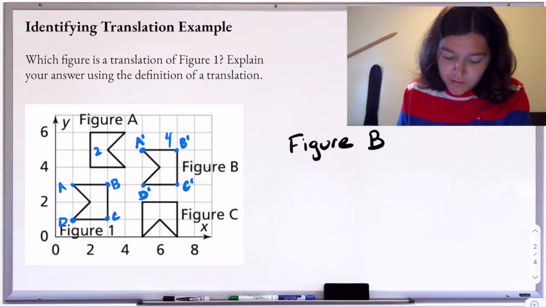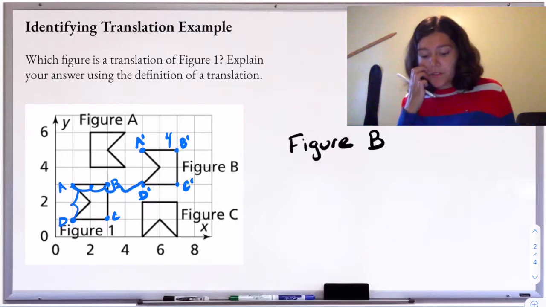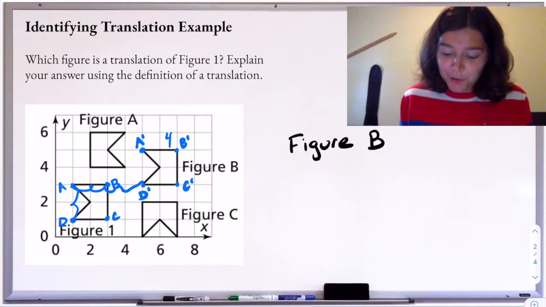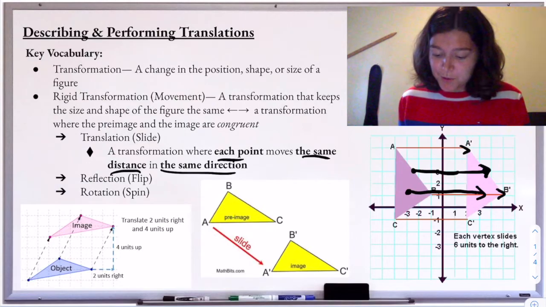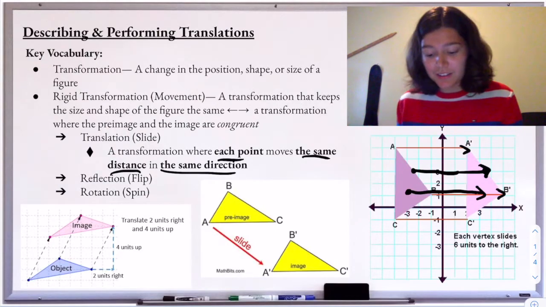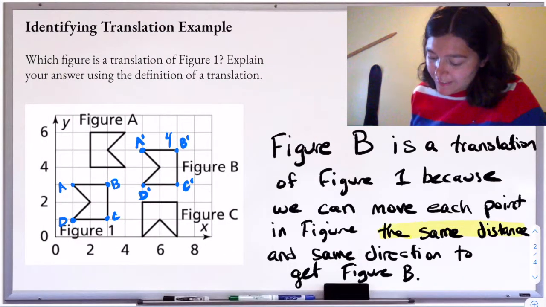And I can do this for my other points as well. To get from C to C prime, I'm going to go up 1, 2, and right 1, 2, 3, 4. And of course, the same thing happens with D. So I can then describe that figure B is the translation of figure 1 because to get from figure 1 to B, I moved each point the same distance in the same direction. That's the key language here. We're moving the same distance and the same direction.